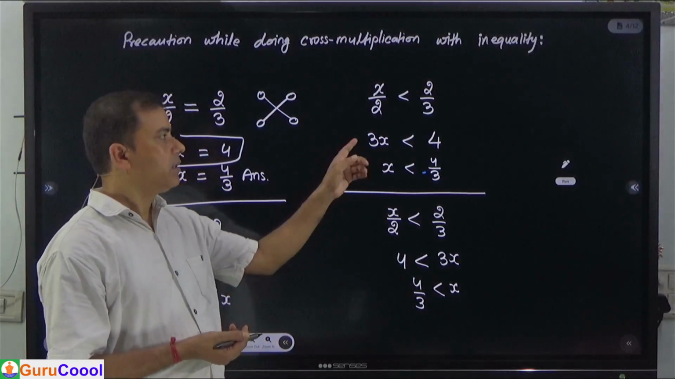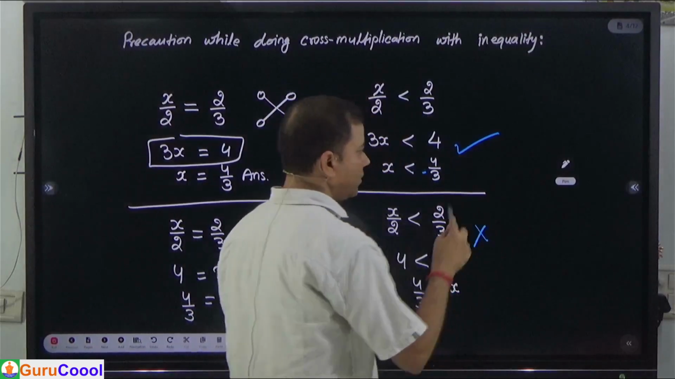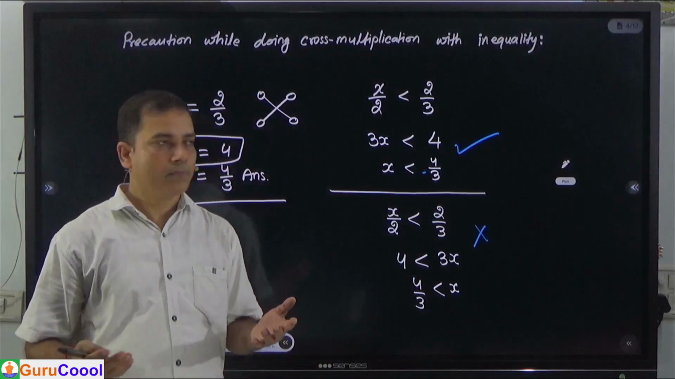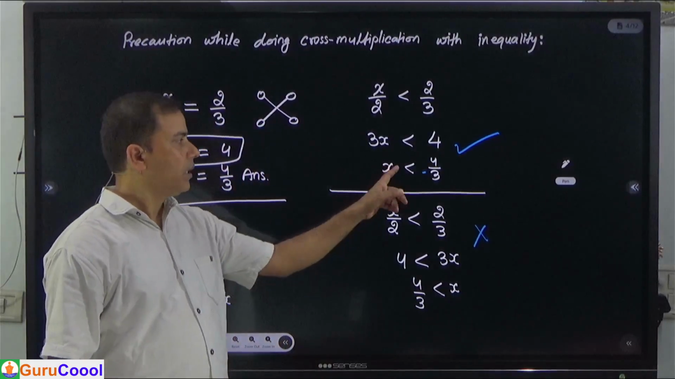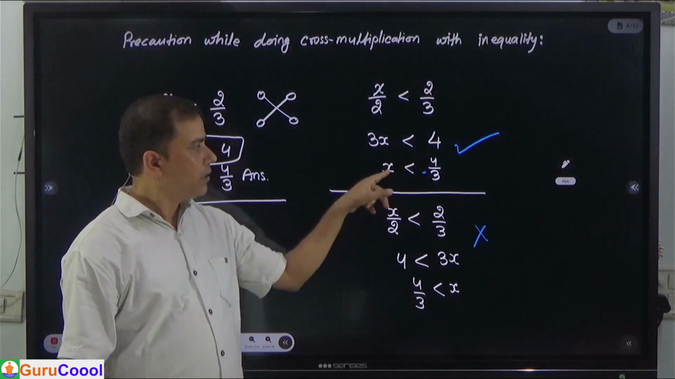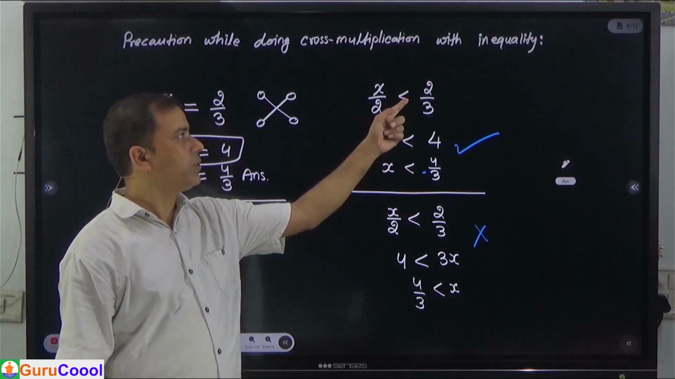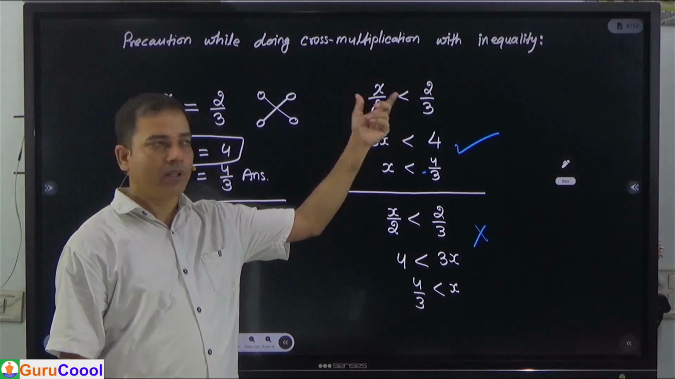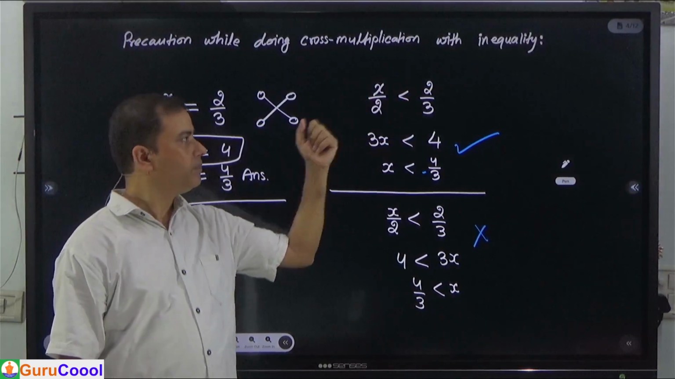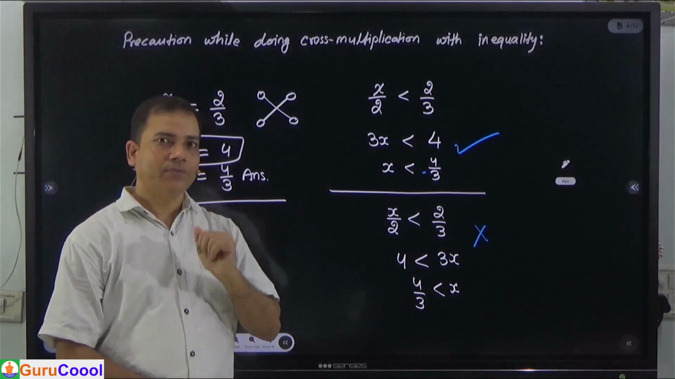We should go with the first one. First one is correct. Second one is wrong. How to check? Very simple. Here it says x should be lesser than 4 by 3. Lesser than 4 by 3 means we can take any number which is lesser than 4 by 3 and substitute back here to check whether it is satisfying or not. So can you suggest any number which is lesser than 4 by 3?